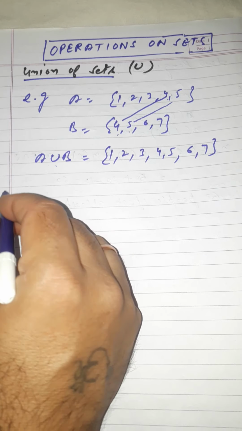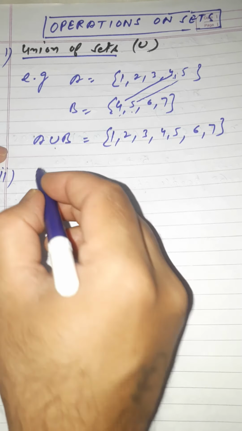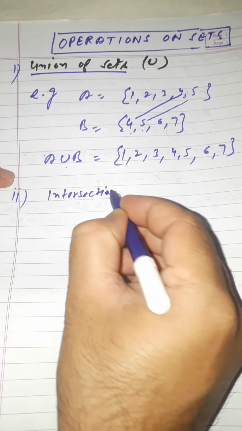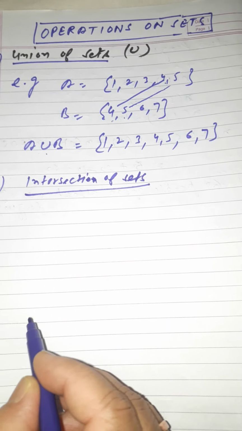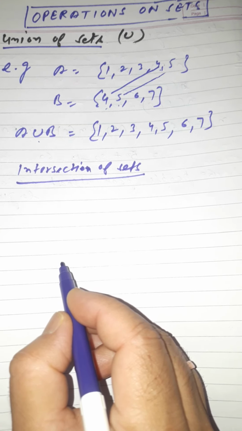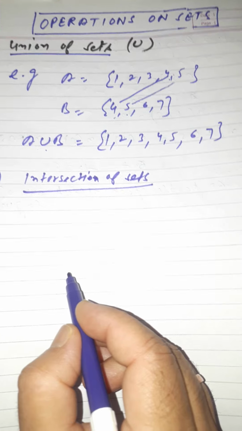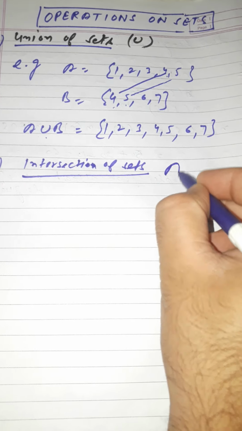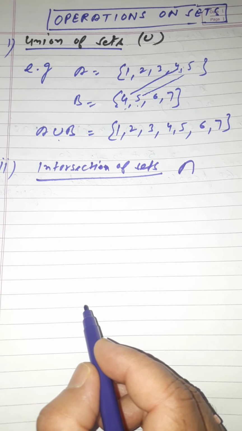Now there is the second part. This is the first part, union of the sets. Second is, students, intersection of the sets. Now, students, the definition of intersection: the intersection of the sets A and B is the set of all the elements which are common to both A and B, and the symbol that we are using here, this one symbol, is used to represent the intersection.